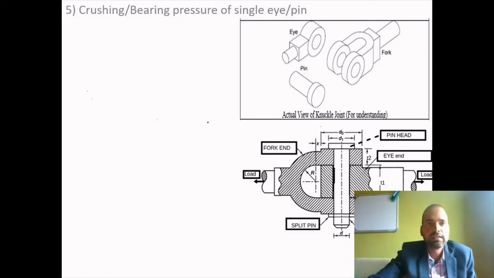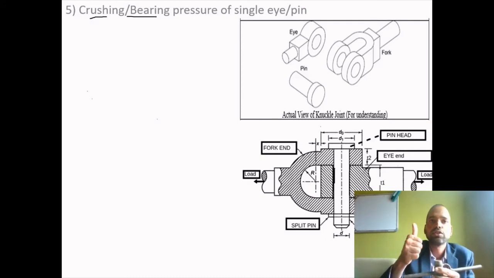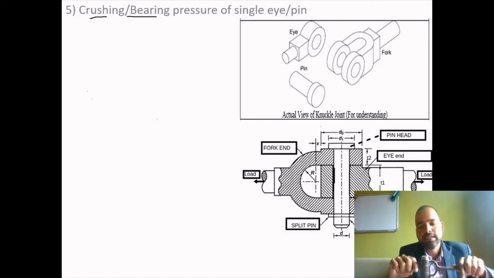Not a single point is subjected to compression. So this kind of stress is either called crushing or bearing. Now, why have I put two failures, crushing and bearing? This is oblique. Why have I done it like that?